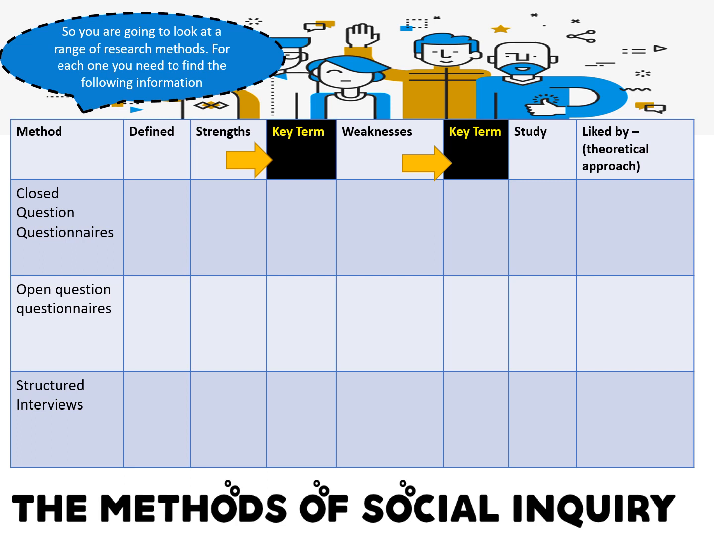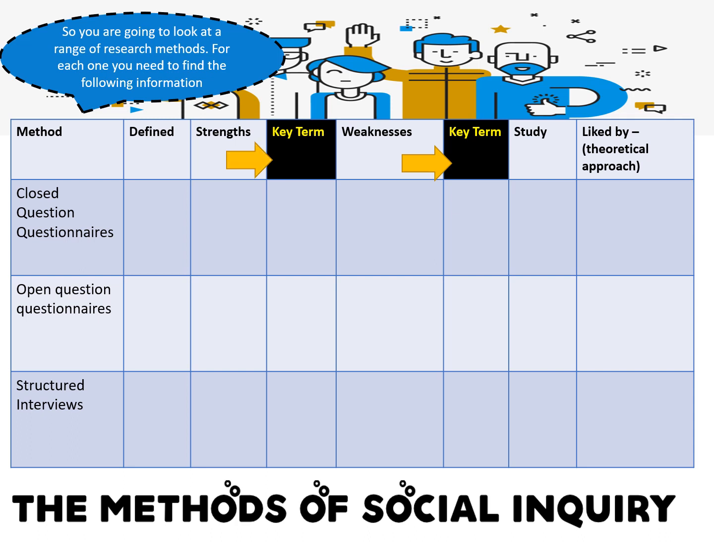Now, I'm going to explain that later, but this is really important that you're able to understand key terms. And then we're going to look at weaknesses, and again, key terms. And we're going to look at some of the examples of the studies that we've looked at in education and youth, but also some new ones that you could use for examples in your work. And we've also got to understand what kinds of sociologists really like these certain methods. So these are called theoretical approaches. So you can see that you could make a table like this, and you need several.